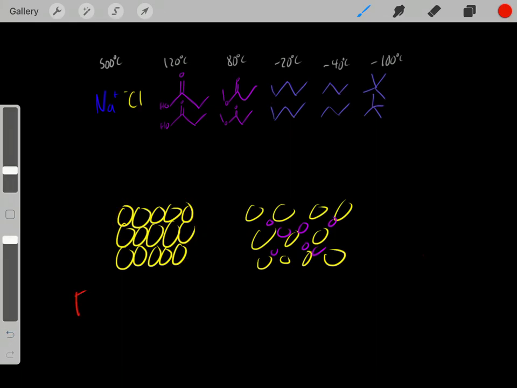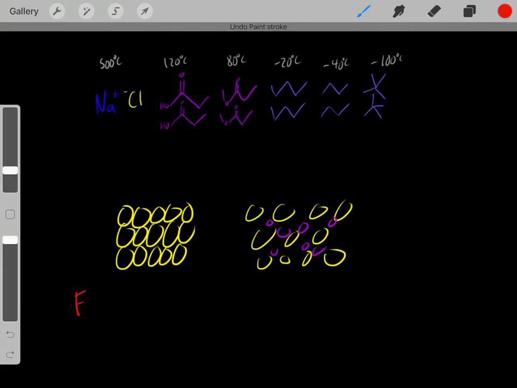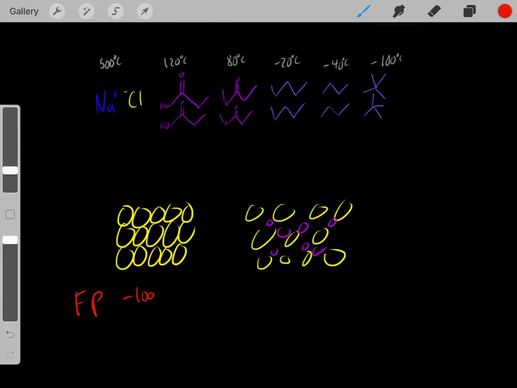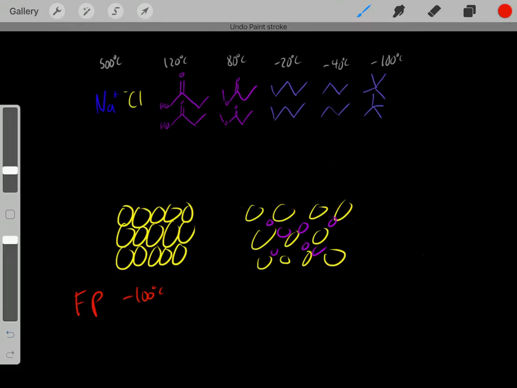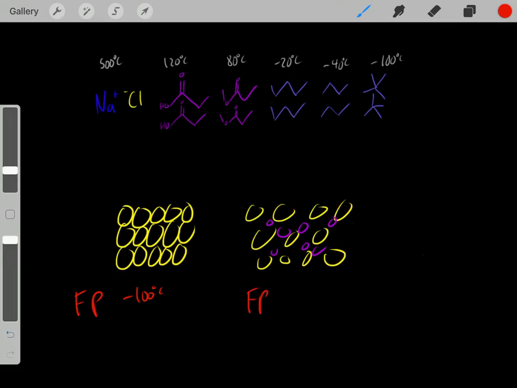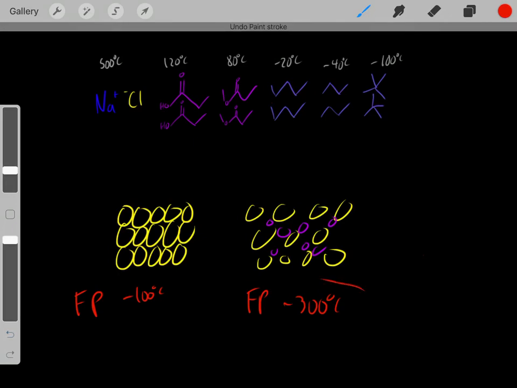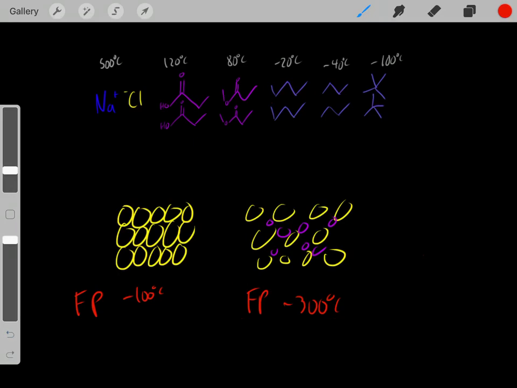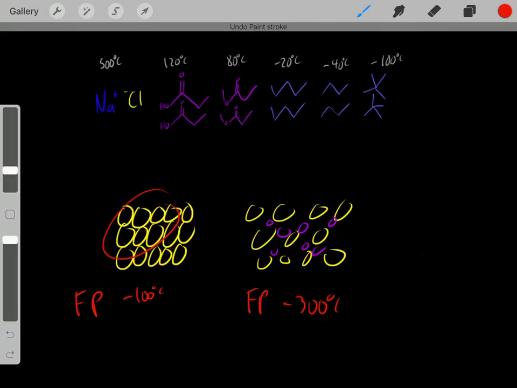What's essentially my point is that this pure liquid would have a certain freezing point. Maybe this has a freezing point of negative 100 degrees Celsius. However, this with the impurities would have a lower freezing point, maybe negative 300 degrees Celsius. So the point is that impurities decrease the freezing point. This impure liquid has a lower freezing point than this pure liquid, which has a freezing point of negative 100.